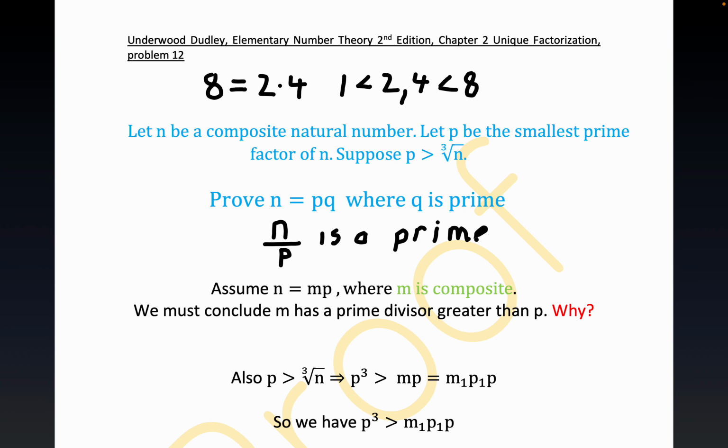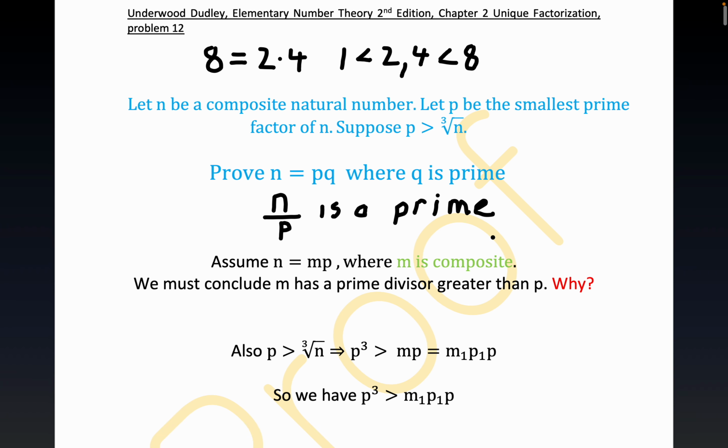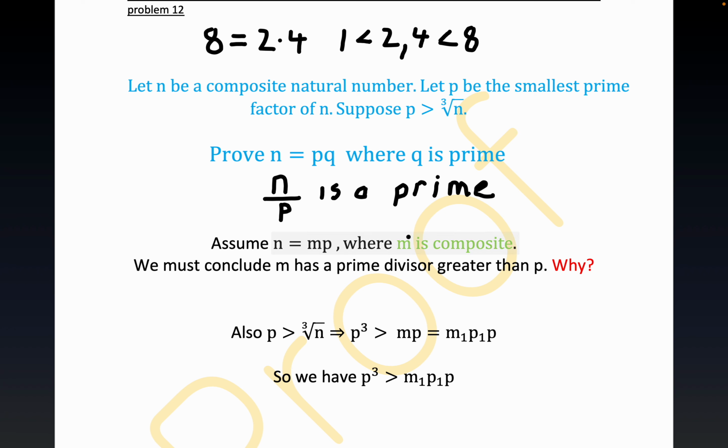All right, now, so here's how the proof goes. We're going to assume that that's not the case. We're going to assume that n is equal to a multiple of p, not two primes multiplied against each other, but n is a multiple of p, where m is composite. Now, again, we already know what composite means, so we can conclude that m has a prime divisor greater than p. And it has to be greater than p because p is the smallest prime divisor of n, right? So we're saying that n is equal to mp.